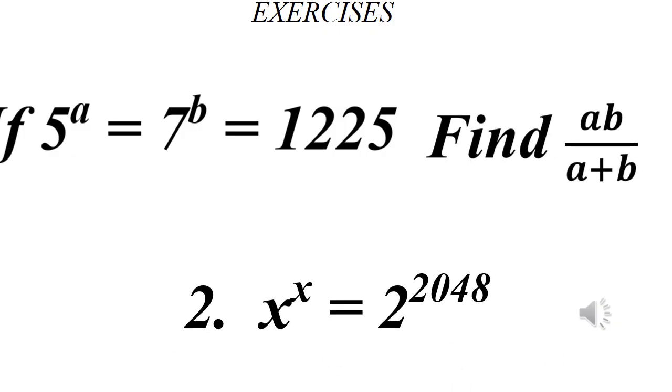So we have some exercises here. We have the first question, which is: if 5 raised to power a equals 7 raised to power b equals 1225, find ab over a plus b. The second one says: if x raised to power x equals 2 raised to power 2048, find x.